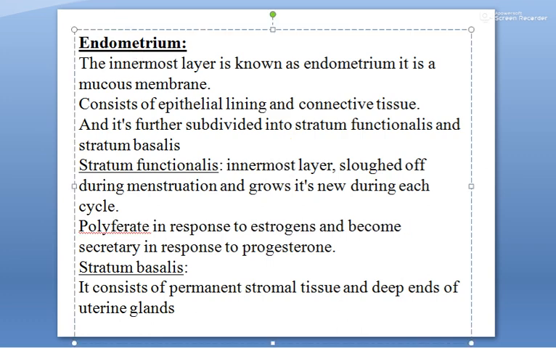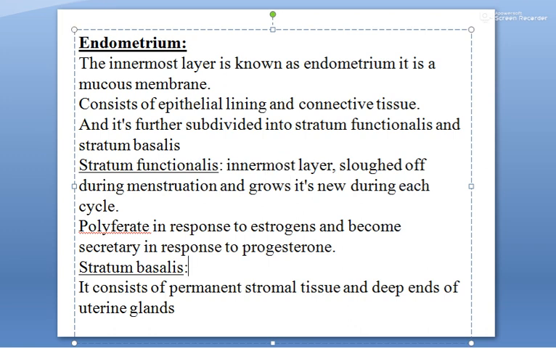The superficial stratum functionalis proliferates in response to estrogen and becomes secretory in response to progesterone, and it is shed during menstruation and regenerates from the cells in the stratum basalis layer. So what is the stratum basalis? It consists of permanent stromal tissue and dips into the uterine glands.